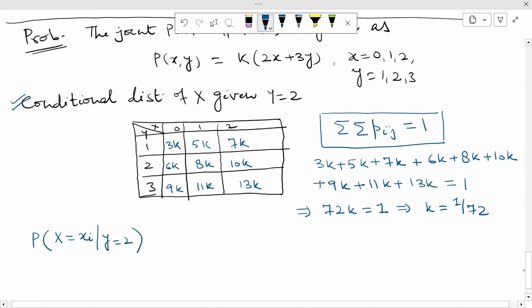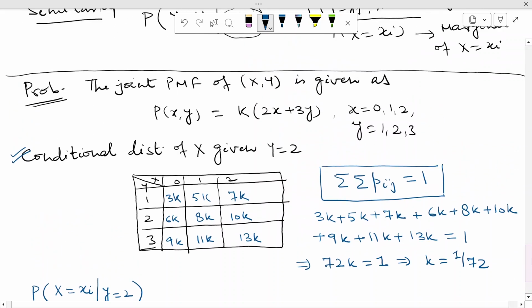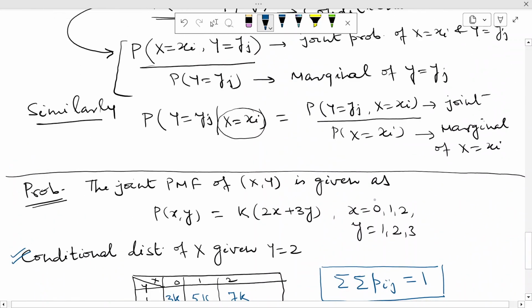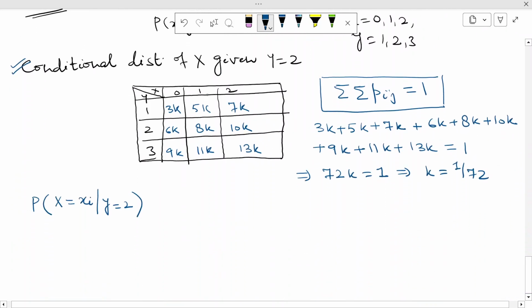So now, as we discussed in the beginning, just before this problem, this is how we can obtain the conditional probability. Here we require two things. First is the joint probability, which is given here, and the second is the marginal.